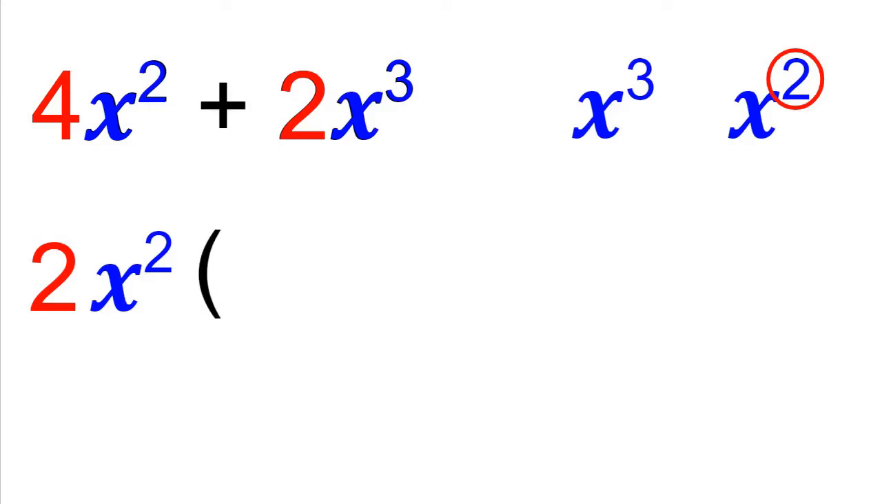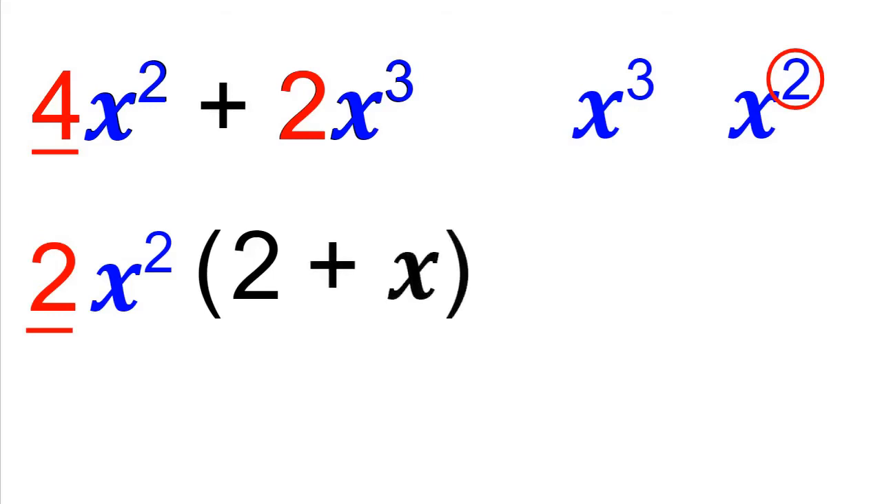In order for us to divide this, we first divide the coefficients. So 4 divided by 2 is 2. And then x squared divided by x squared just cancels out, so we're left with 2. Then we have 2x cubed divided by 2x squared. Now the 2's cancel out, so we're left with x cubed divided by x squared. And this gives us x. So we factored this to 2x squared times 2 plus x. And we can check our answer by doing the distributive property.